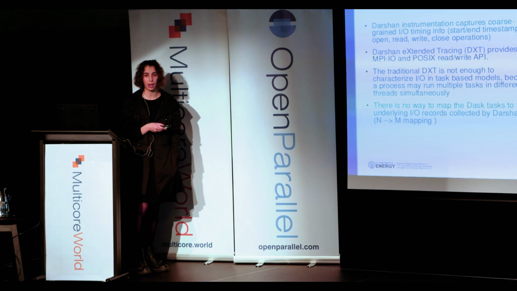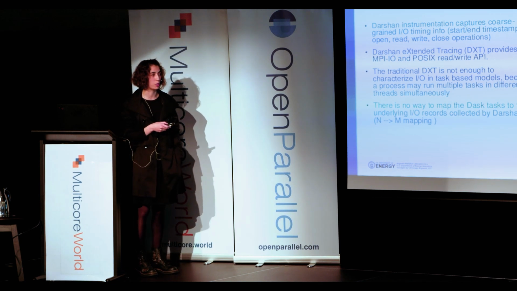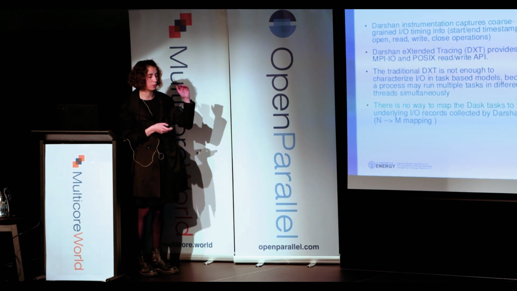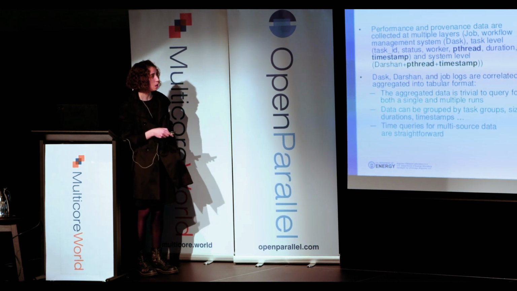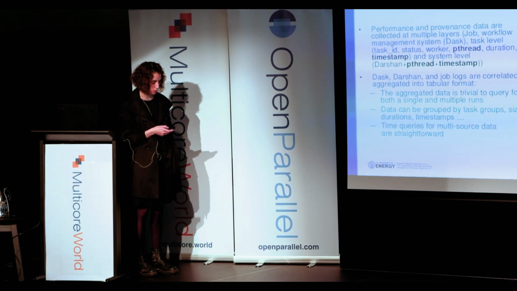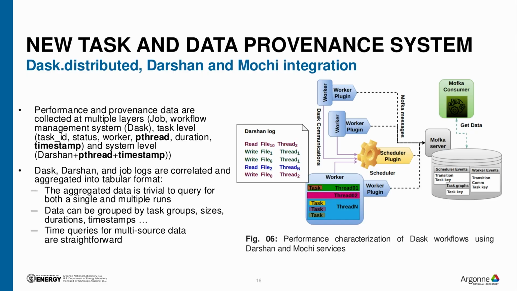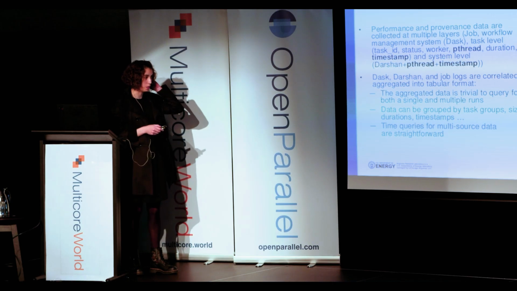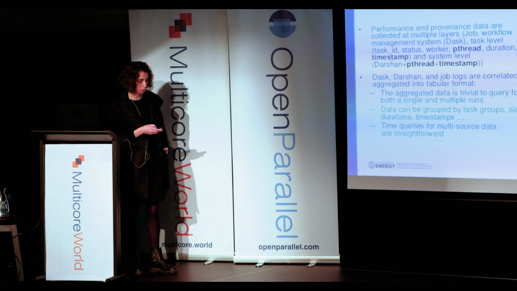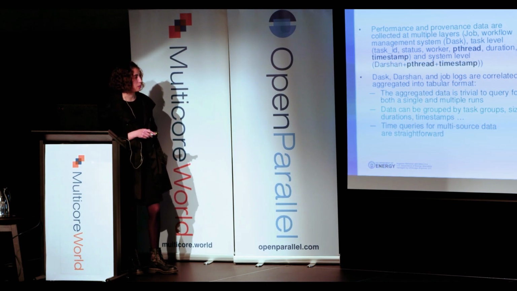So we had to adapt Darshan to collect more data so that we are able to correlate the task-level data with the low-level data. We have this system where we added plugins to the Dask workers to collect task-level data. And then we also added some other data to Darshan, such as the timestamp and the thread ID, so that we will be able to correlate, at least afterwards, not in situ, the performance data of our workflow.